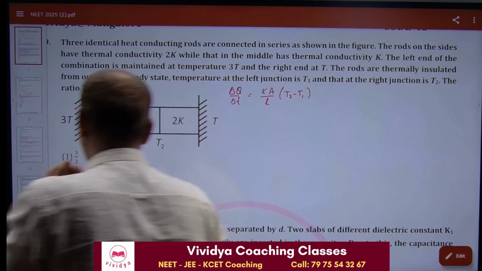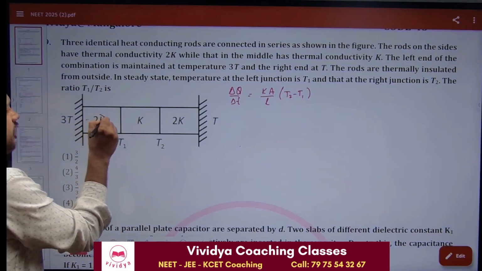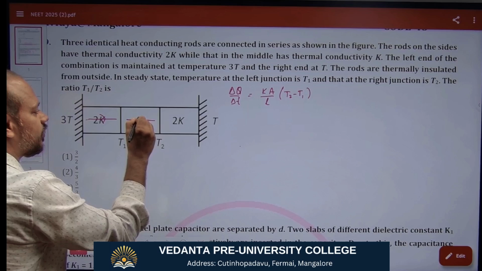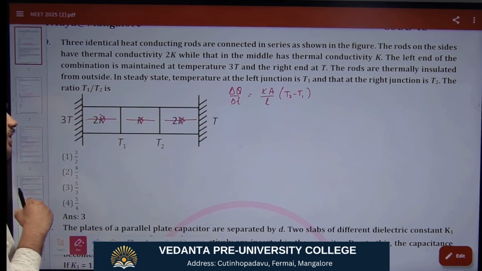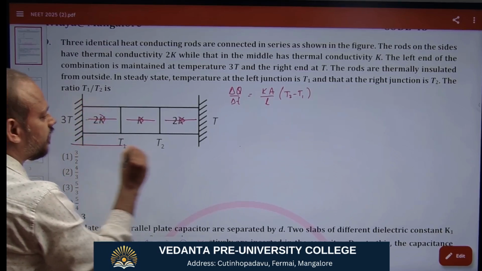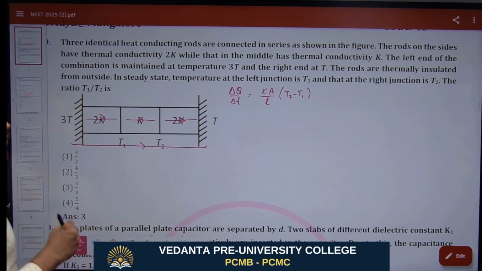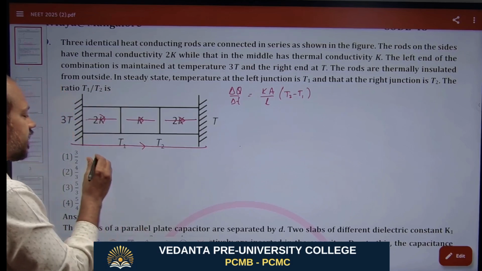So let's write it down, the heat current. The heat current flowing through this resistor is equal to the heat current flowing through this resistor, equal to the heat current flowing through this resistor as well, and it is equal to the heat current flowing between 3T and T, all are equal. So this will give you enough equations to solve this problem. So let's write down that equation.